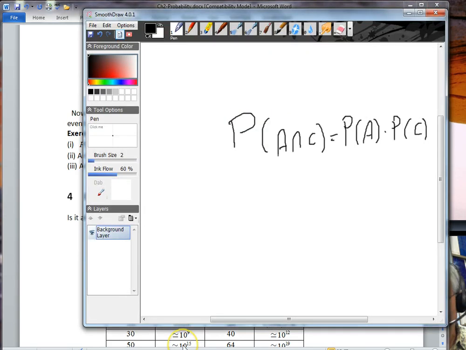Let me go back here. So again, if I toss one coin, I would have 2 elementary events. If I toss 2 coins, I would have 4, which is 2 to the power 2. And if I toss 10, it would be 2 to the power 10. And then I compute that.